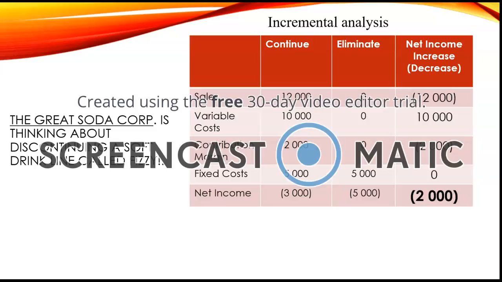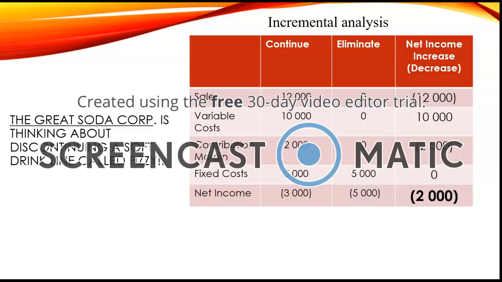Total revenue is $12,000. Variable costs are $10,000. Then we subtract variable costs from total sales, and we find the contribution margin. To figure out the net income, we subtract fixed costs from the contribution margin. It is $2,000 minus $5,000. In our example, we can see that net income will be minus $3,000. Continuing to make Fizzy means the Great Soda Corporation loses $3,000.